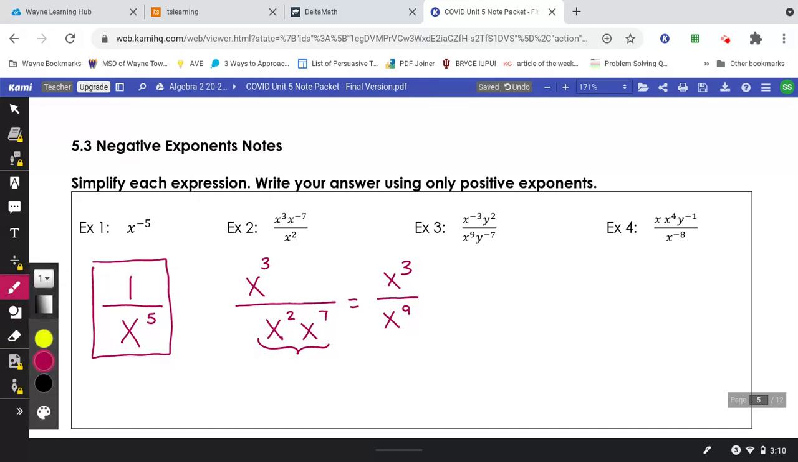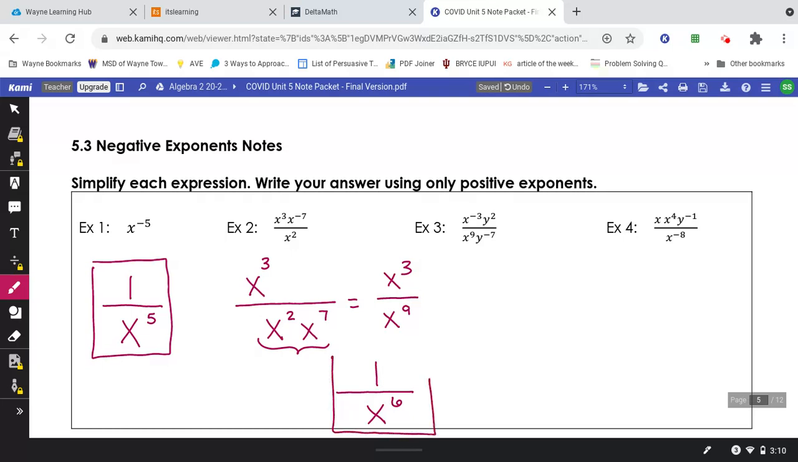And then at the very end, I will ask myself, where are there more x's in the numerator or denominator? Denominator. And how many more? There are 6 more. Just like I did on example number 1, I will use a 1 as a placeholder to get myself a final answer of 1 over x to the 6th.